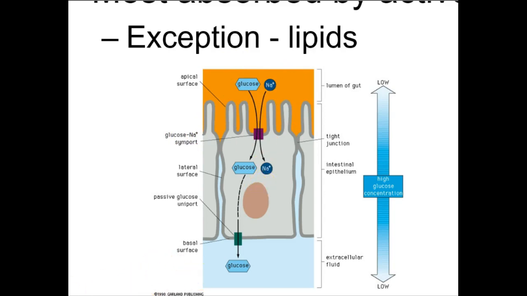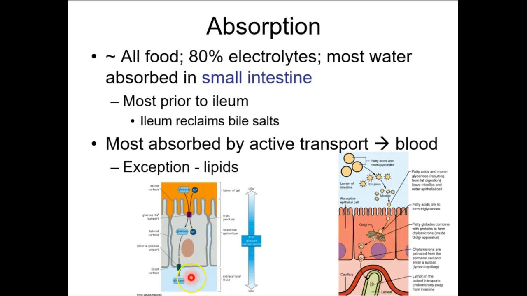And once it gets into that lacteal, it's going to be absorbed via a capillary bed. So again, glucose and proteins use sodium symports to cross this lumen into a capillary bed, whereas fats are emulsified with bile salts, passive diffusion, then exocytosis into a lacteal.